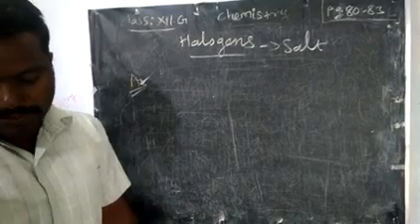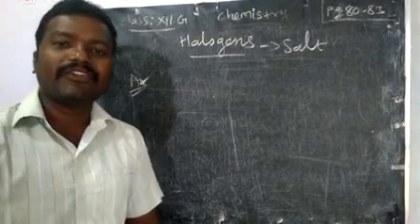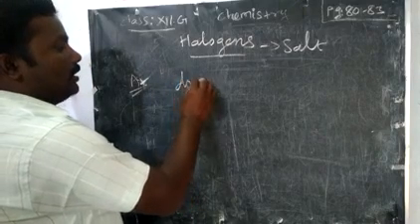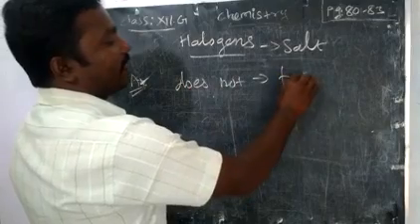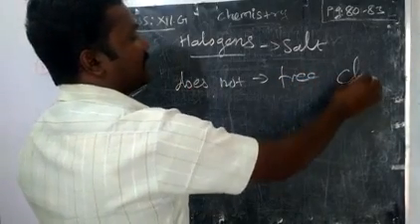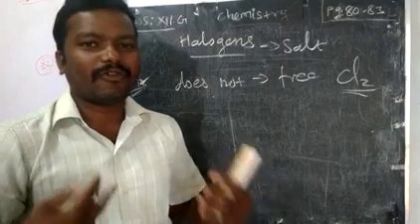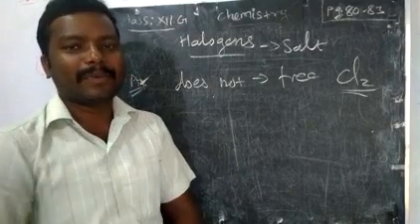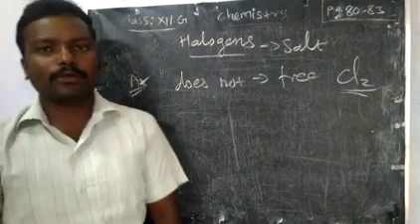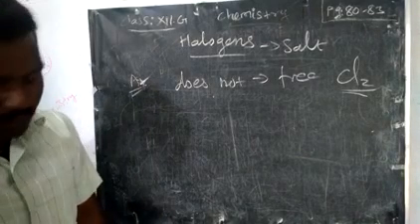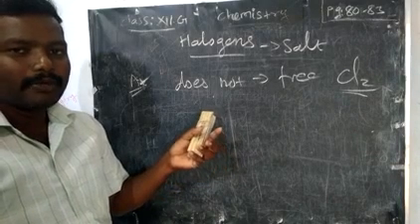Chlorine is also highly reactive, we know that, but it does not occur in free form. You cannot see chlorine gas separately. Because of its high reactivity, it is always combined in nature. Now we are going to prepare the chlorine compounds. Okay, so chlorine, as I already told you, you can prepare from sodium chloride.